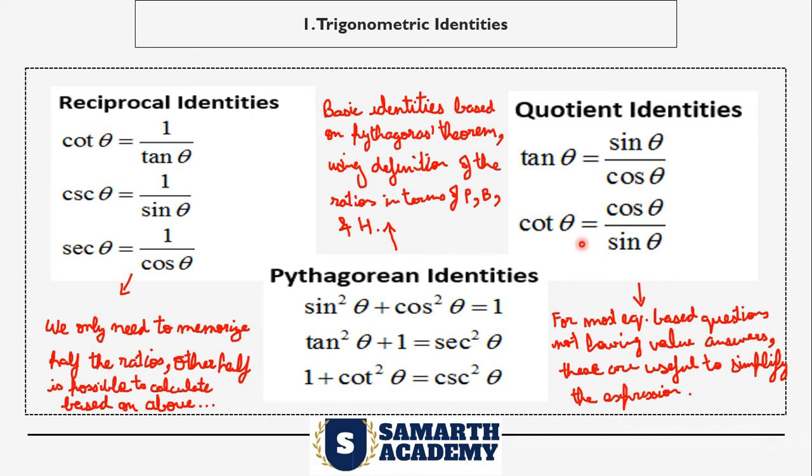Then the third set is nothing but simplifying tan and cot into their basic form of sine and cos. Primarily sine and cos are the two basic ones, and then tan is another one which we can consider as basic. But while solving cot and tan questions, we usually tend to simplify tan and cot into sine by cos and cos by sine respectively.